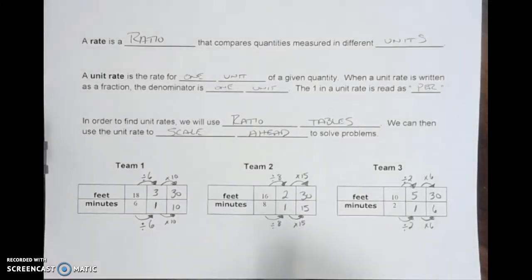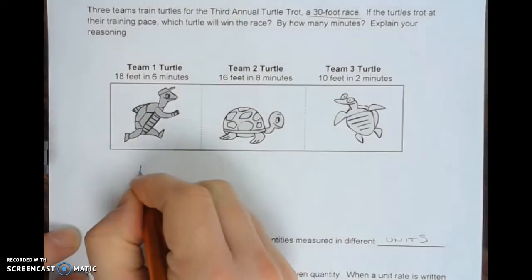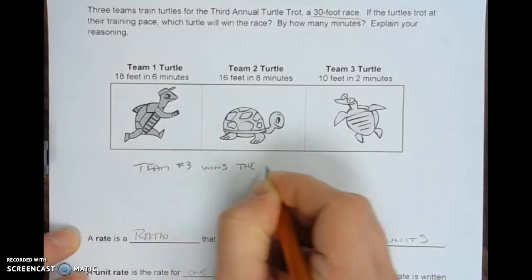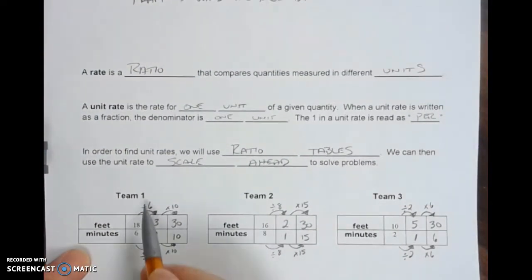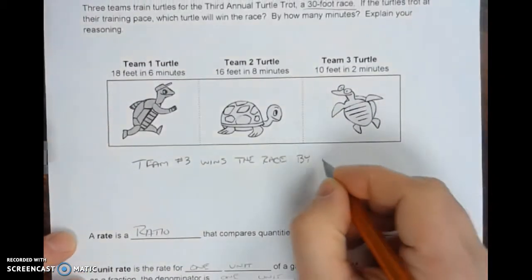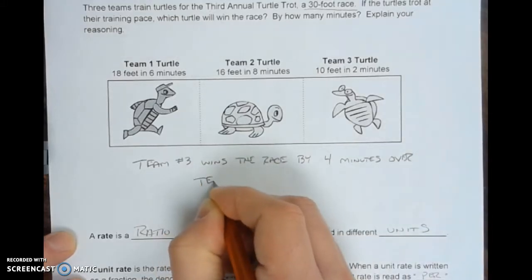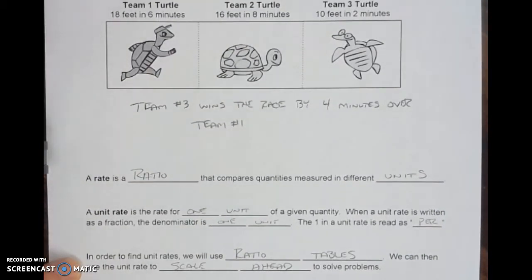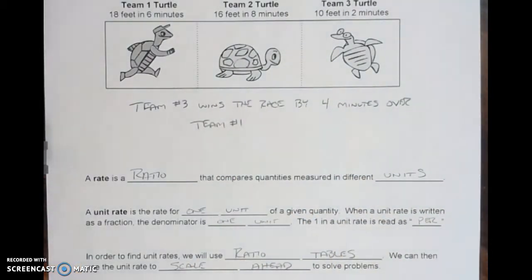Since we know that team 3 took the shortest amount of time, we can answer our question up above. Which turtle will win the race? Team number 3 wins the race. And then it says by how many minutes? Well, we've got to find out who the second place turtle was. That would be team 1, since they finished in 10 minutes, so team 3 wins by 4 minutes over team number 1. Team 3 turtle took 6 minutes. Team 1 turtle took 10 minutes, so team 3 was 4 minutes faster than team number 1 turtle.